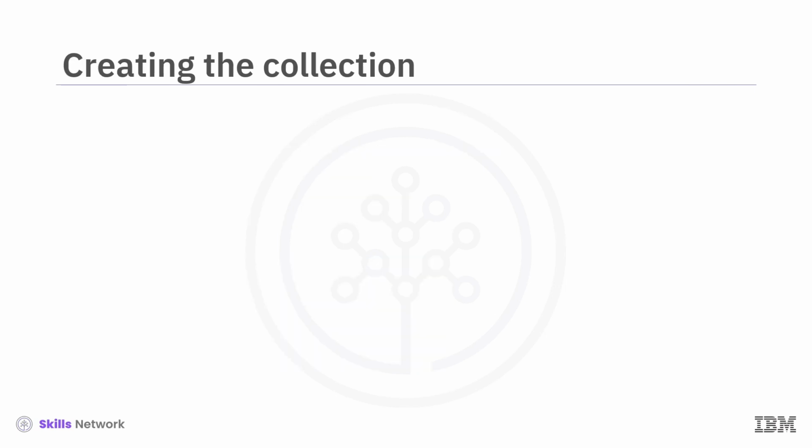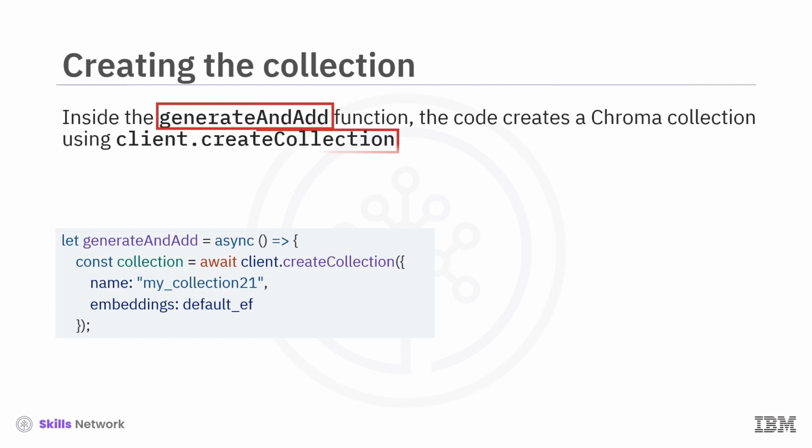The next part of the code creates the collection. Inside the generate_and_add function, the code creates a Chroma collection using client.createCollection. In this code sample, the collection name is set to my_collection21. The embeddings property specifies that the code will use the default_EF function that the code created earlier to generate embeddings for documents added to this collection.